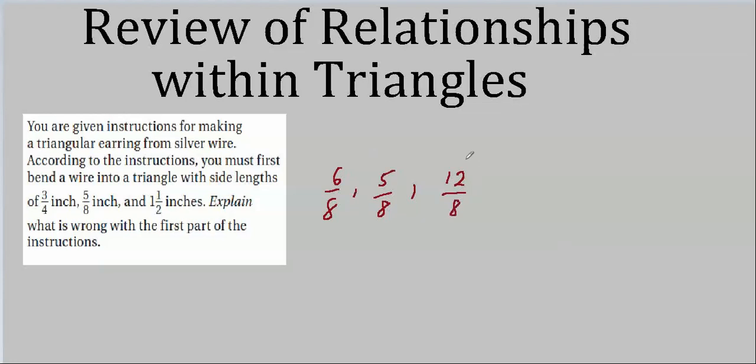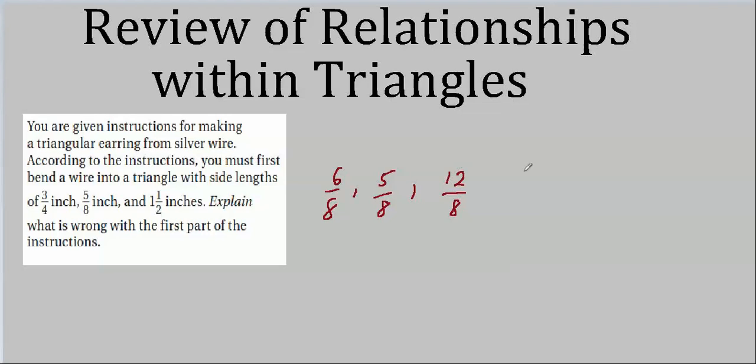Now, we find two of these that don't add up to one of the other ones. In other words, since they all have a common denominator, we can just look at these upper numbers here. And 5 and 12, 17, oh, that's bigger than 6. Okay, 6 and 12 is 18, that's bigger than 5. Okay, 6 and 5 is 11, and that's, oops, that's not bigger than 12. We have a problem. The sum of these two sides is not greater than this.